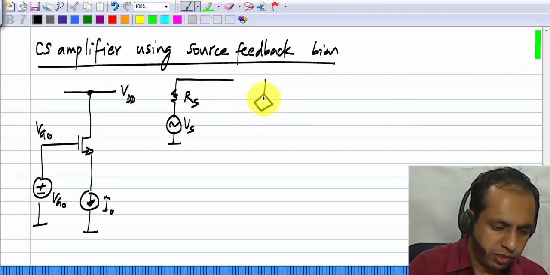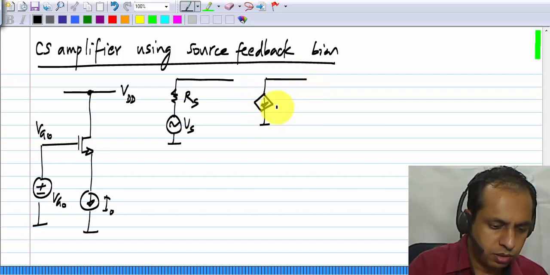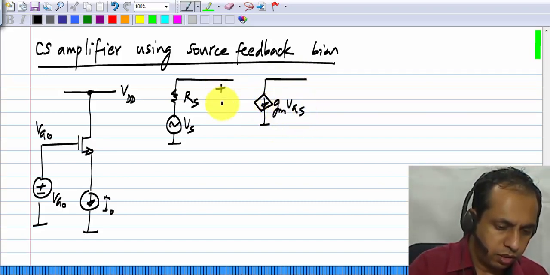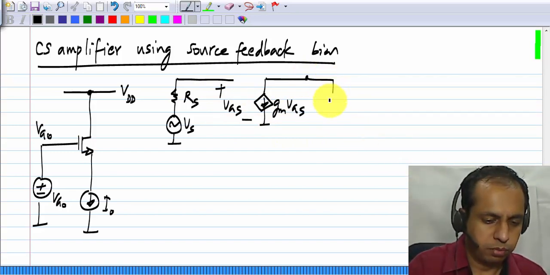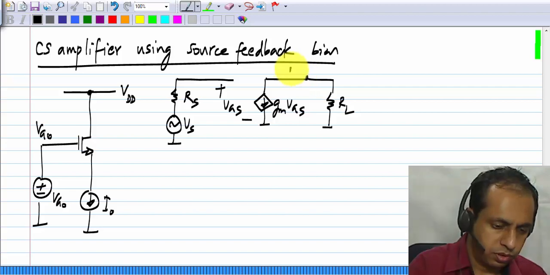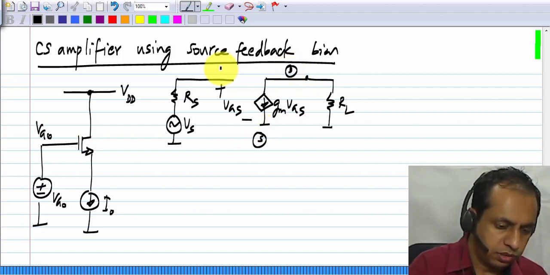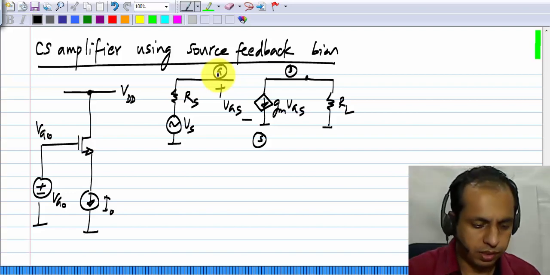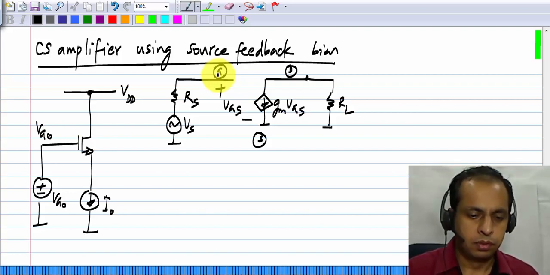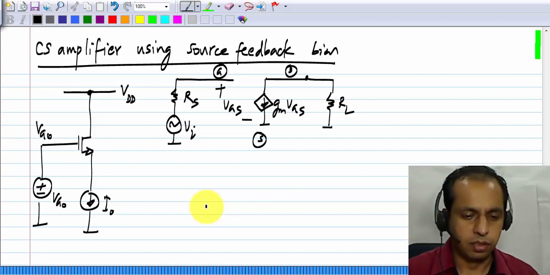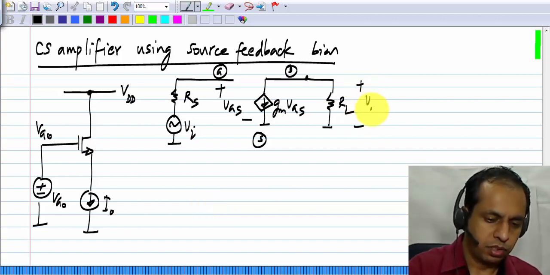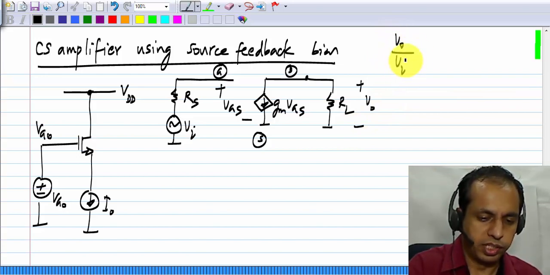The signal is applied between the gate and source, and the output is taken between the drain and source. This is the drain, this is the source, and this is the gate. And let me change the notation for the input. Let me call this Vi for the input signal. And the output appears between here, and this amplifier provides a gain of minus GM RL.